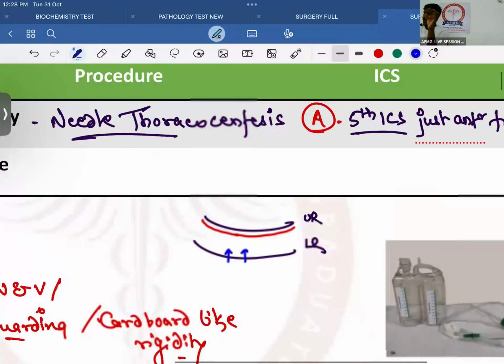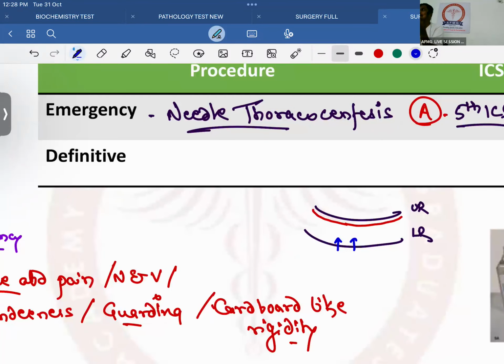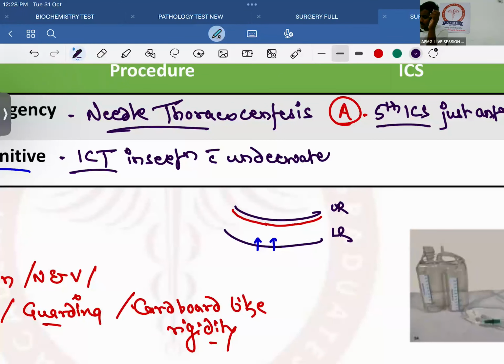Whereas once you have inserted the needle, beta, can that much air come out through a needle? No, it cannot. So definitely you have to go for definitive management so that all the air is removed, beta. So what is the definitive management now? Very good. You are going to insert an ICT, beta. Okay. ICT is intercostal drainage tube. So ICT insertion is done with the underwater seal. Very good. So ICT insertion with the underwater seal has to be done.